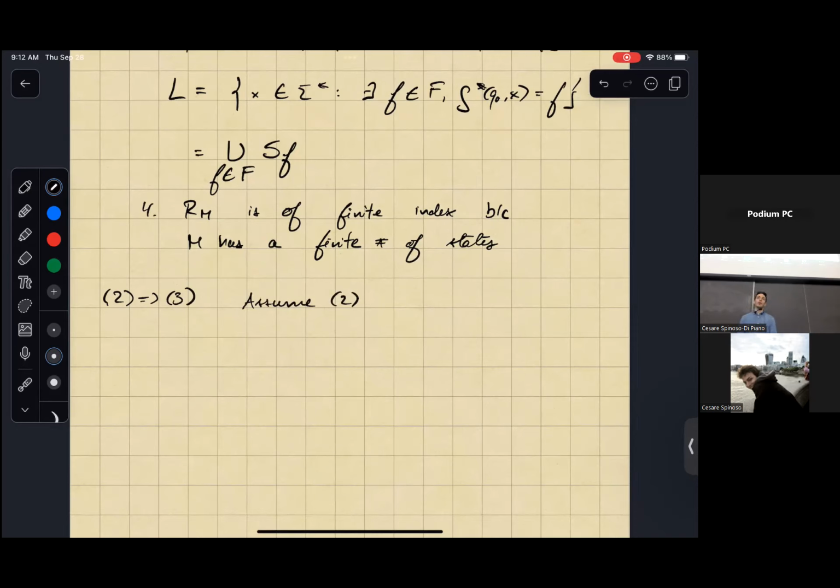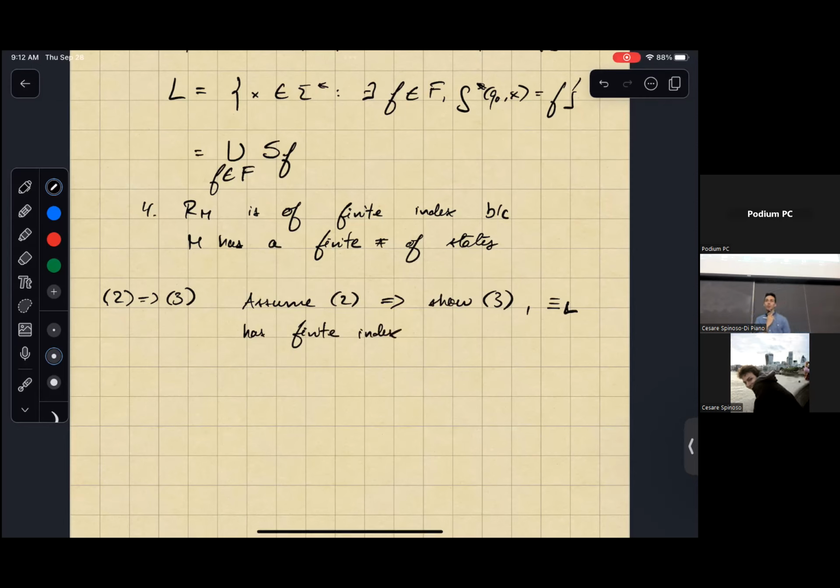Okay, so what does 2 say? 2 says that there exists some relation R, which is an equivalence relation. It's right invariant. It has a finite index. And the union of some of its equivalence classes gives you L, right? That's what 2 says. So I'm going to assume that that's true. And what I'm going to do is show 3. In other words, I'm going to show that the Myhill-Nerode relation has finite index.